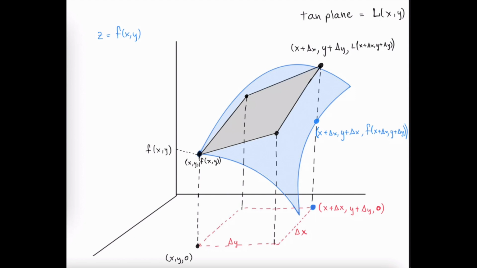This first z value is the surface function evaluated at the original domain element xy. And at this elevation, we've applied those small changes in the direction of x and y to see what the surface value is at that domain element. And at this elevation, we're looking at the output on the tangent plane, which is also called the linearization.